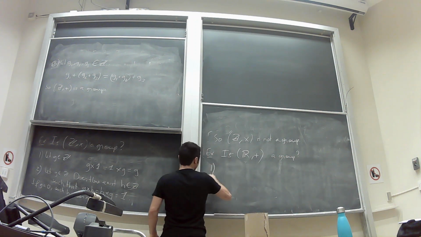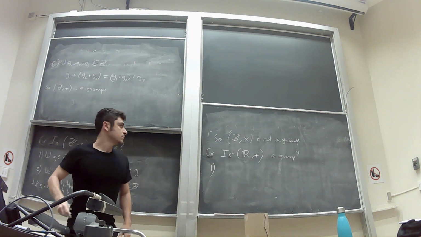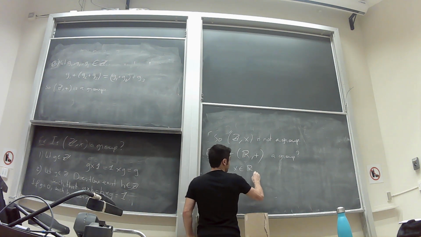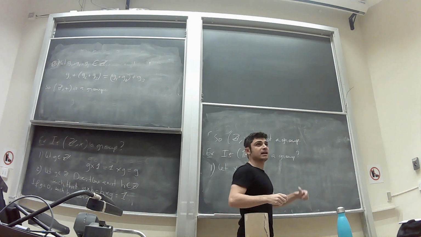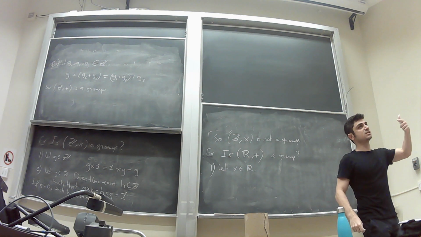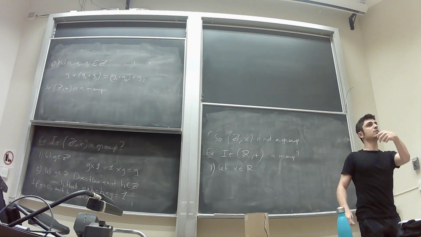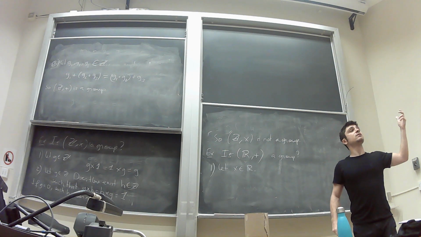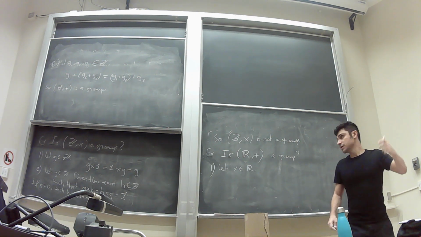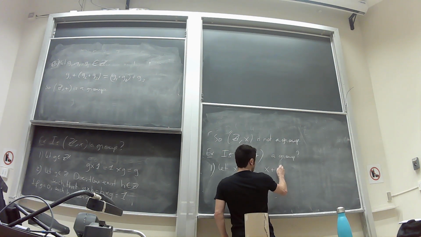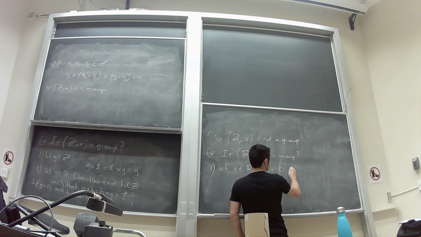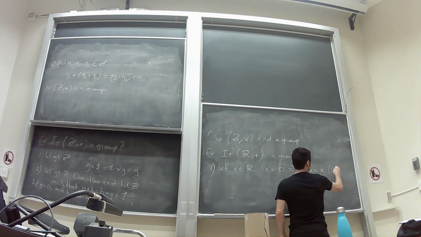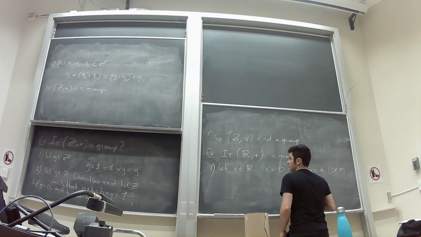Well, let's look at the first property. Let x be in R. Can I find an element in R such that x plus that element is equal to that element plus x, which is equal to x? What is that element? Zero. x circle plus 0 is equal to 0 circle plus x is equal to x, right? And 0 is in R.